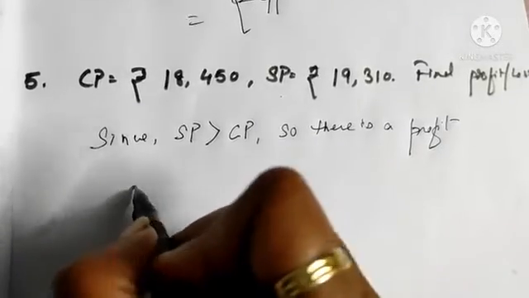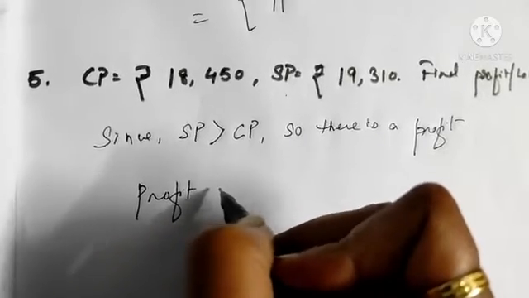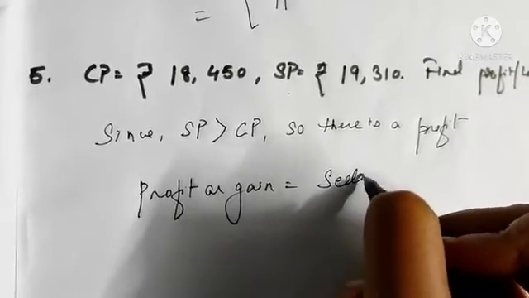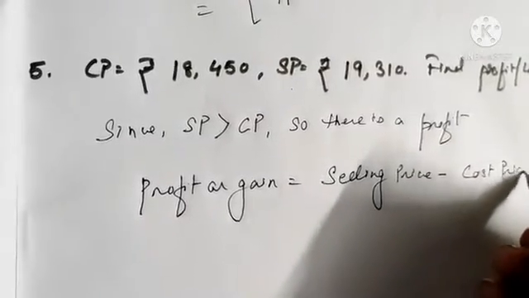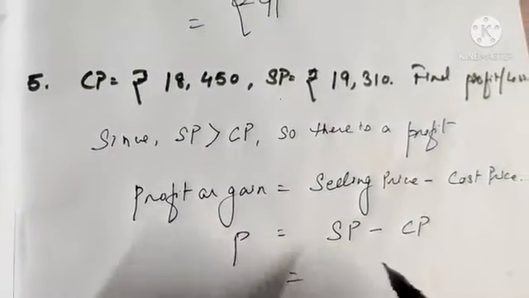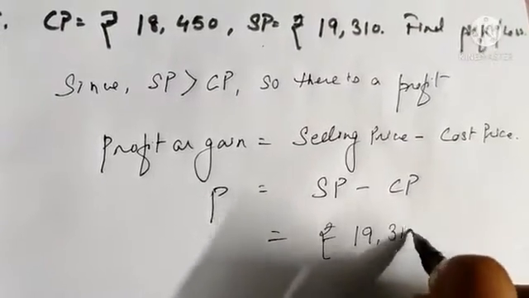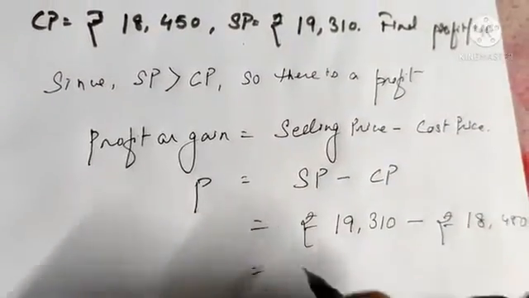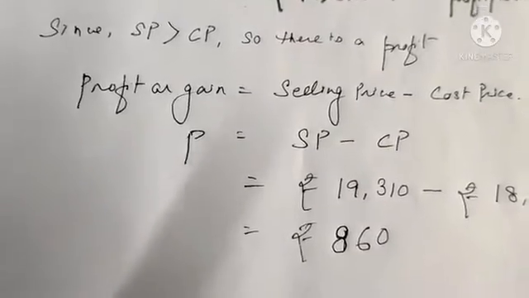Now profit or gain equals selling price minus cost price, that is P equals SP minus CP. So here SP is rupees 19,310 minus rupees 18,450, rupees 860 and he makes a profit.